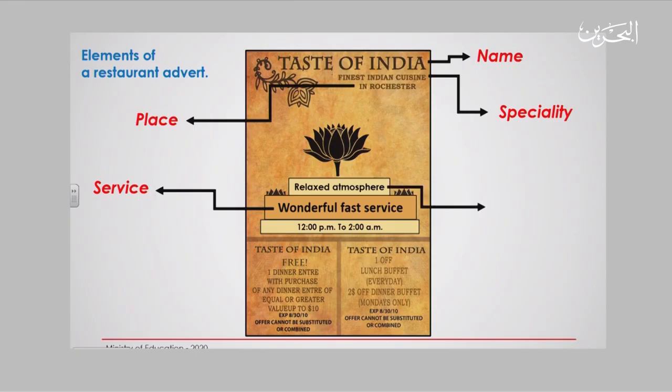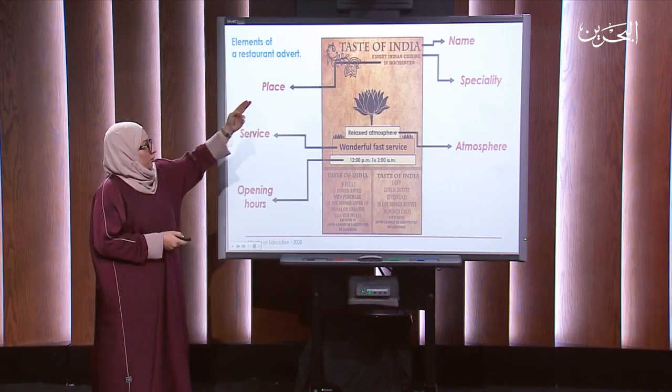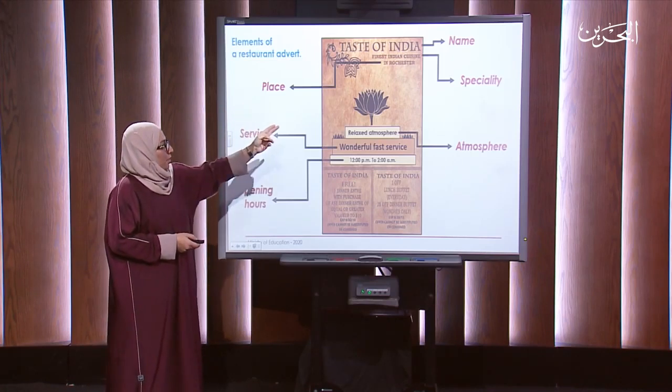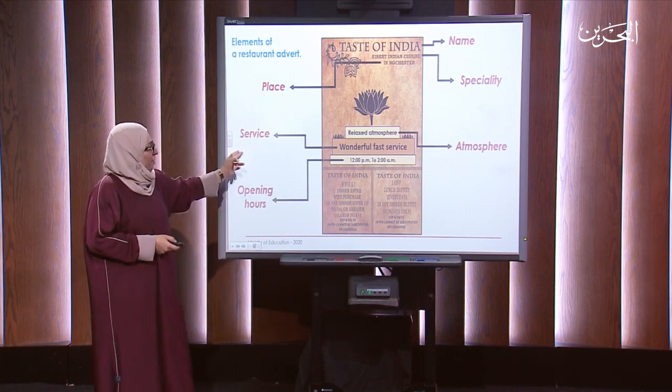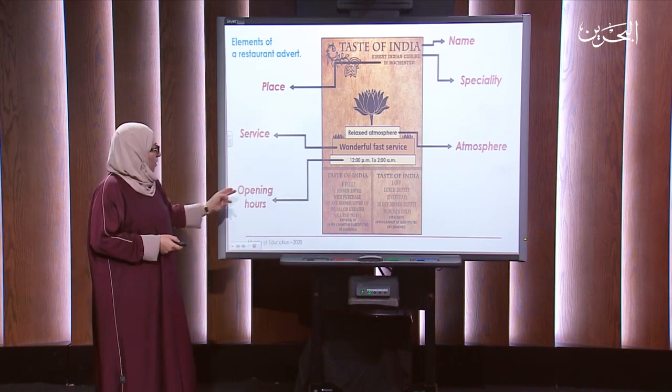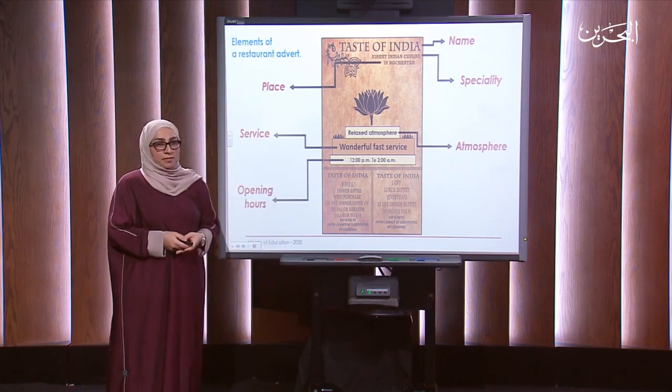Service, atmosphere: you describe the place, the atmosphere of the place. For example, here it's written relaxed atmosphere. Opening hours. These are the elements of a restaurant advert: name, place, specialty, service, atmosphere, opening hours.